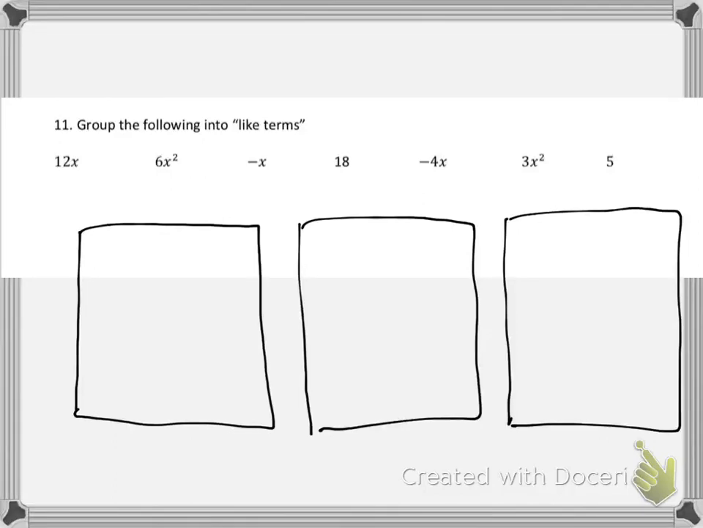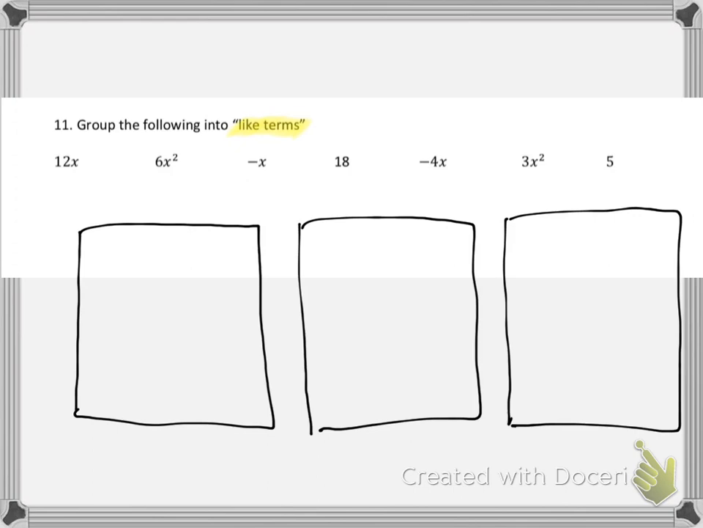All right, you have already started using this idea of something called like terms. These are terms that essentially have the same exponent or the same variable with the exact same exponent. And we're going to continue that idea and then use it while adding and subtracting polynomials.